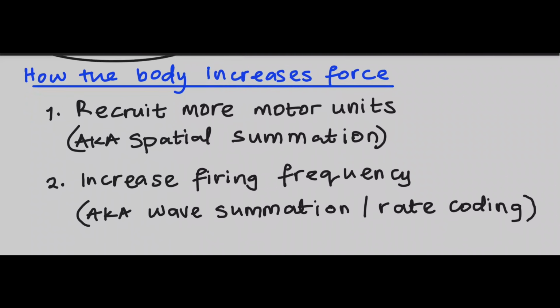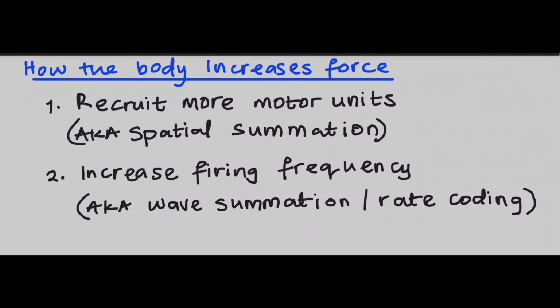Now let's look at how the body actually increases force, because if we can't activate 50 or 70% of the muscle fibers within a specific motor unit, then how exactly can we adjust the amount of force you produce? Like, how exactly can you ensure that you're producing around 30% of your max force or 50% of your max force? And this is where spatial summation and wave summation come into play.